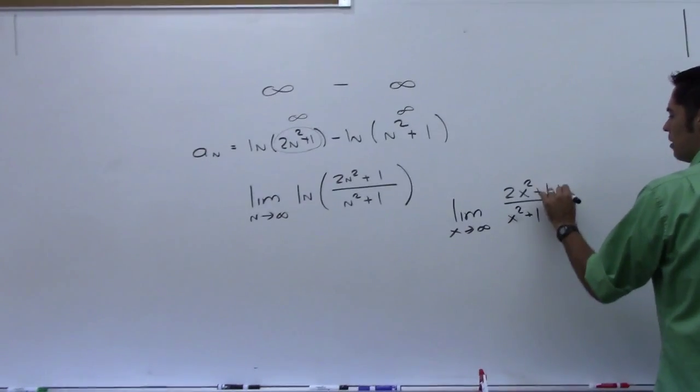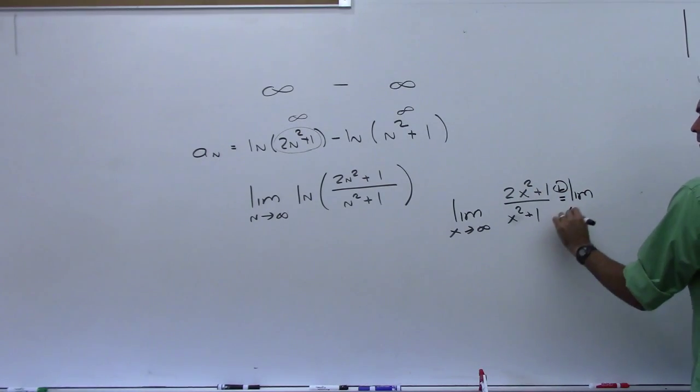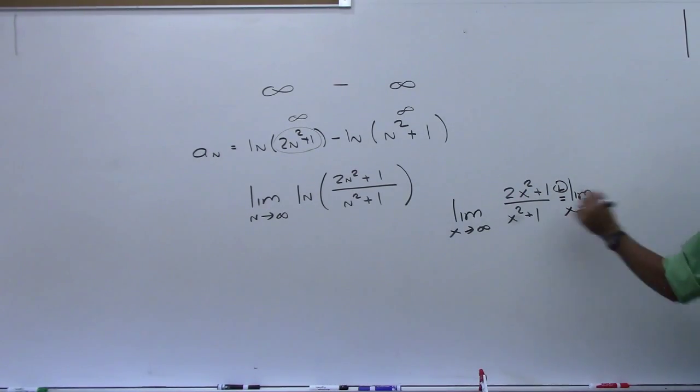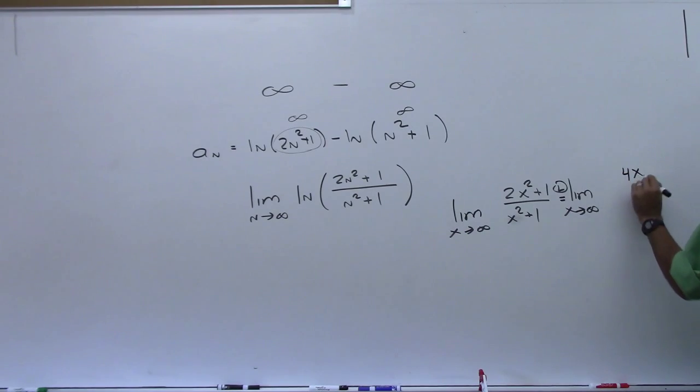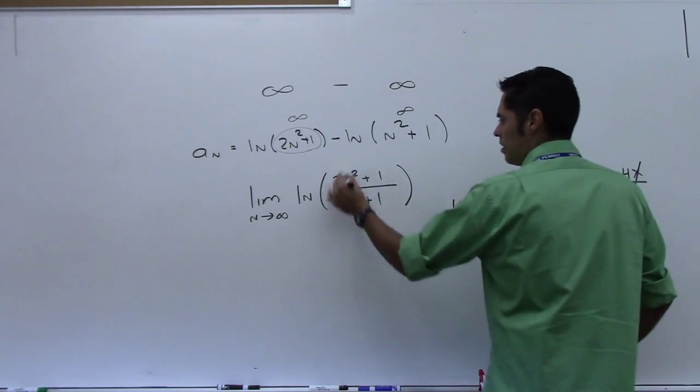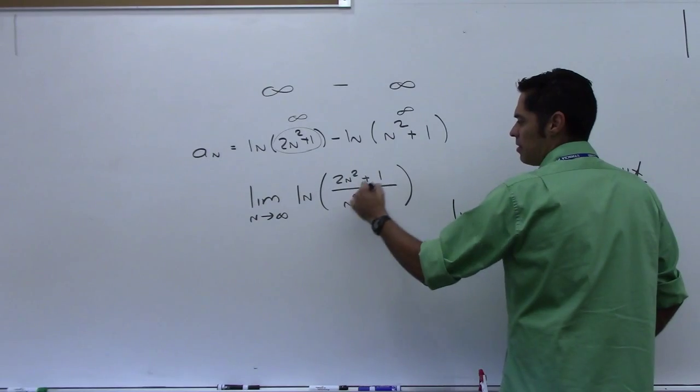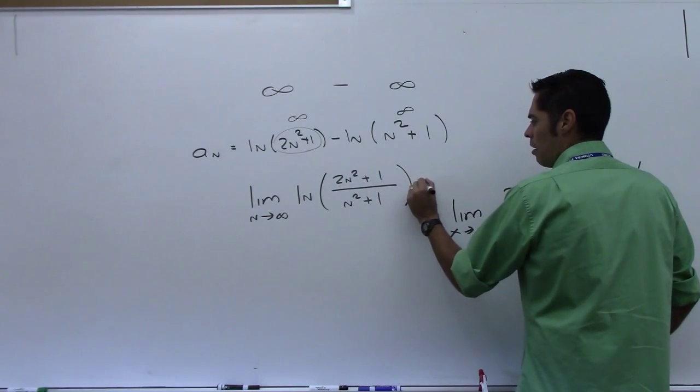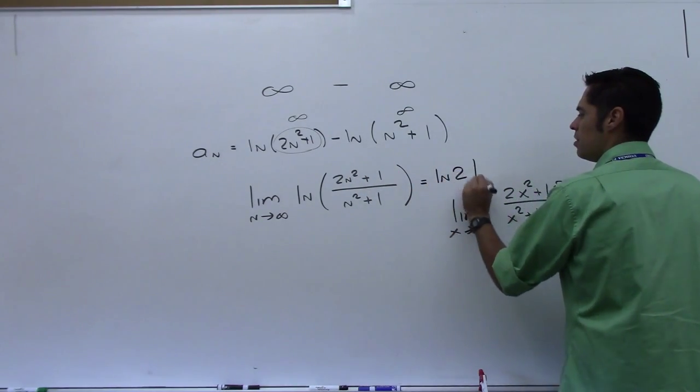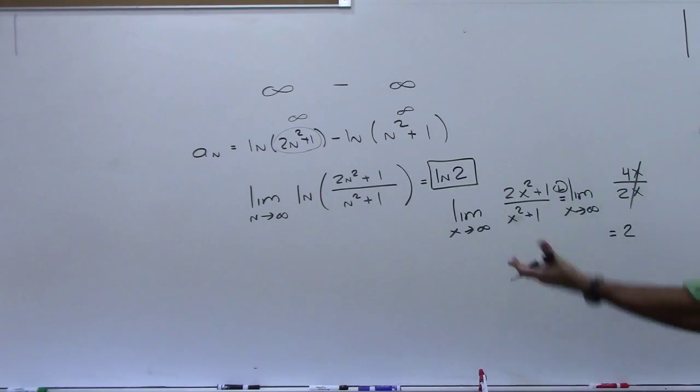So applying L'Hopital's rule, the derivative of the top is going to be 4x. The derivative of the bottom is 2x. These cancel, and you just get the number 2. So what I know is that the inside of this, as n goes to infinity, actually goes to 2. And so our answer here is that this converges to the natural log of 2. Whatever that is, that's a number.